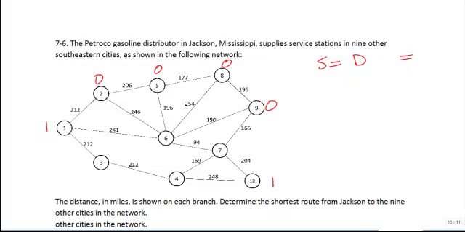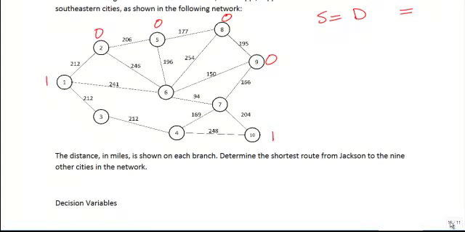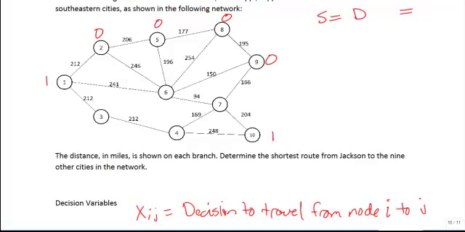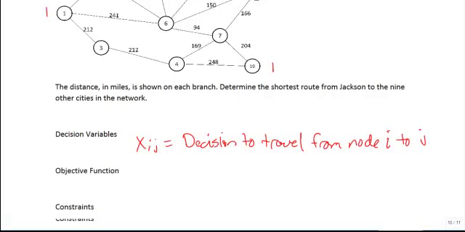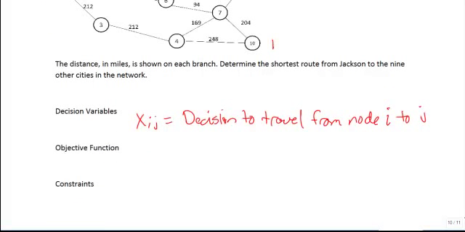Our decision variables in the problem, xij, will be the decision to travel from node i to node j. These decision variables will take on a value of 1 if we travel the route, or link, 0 if we do not. Now, another thing that we'll go ahead and define is cij being the cost or distance to travel from i to j.